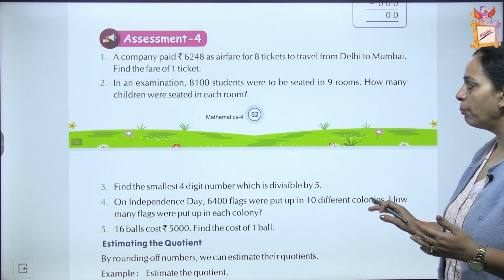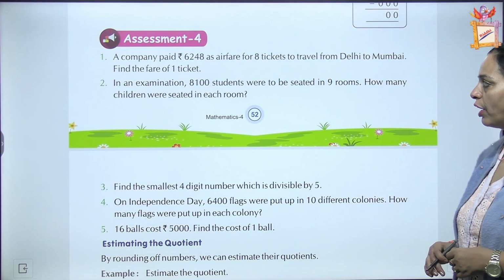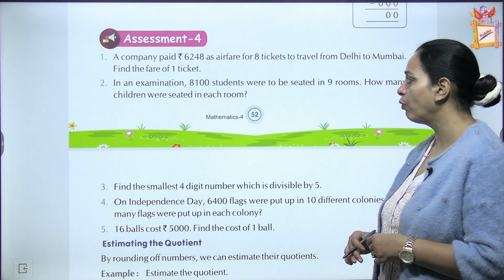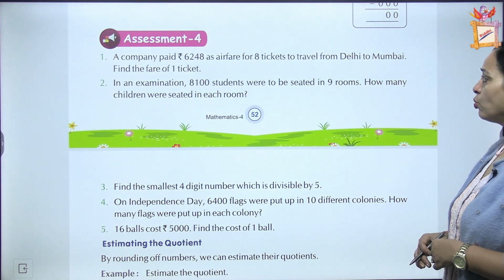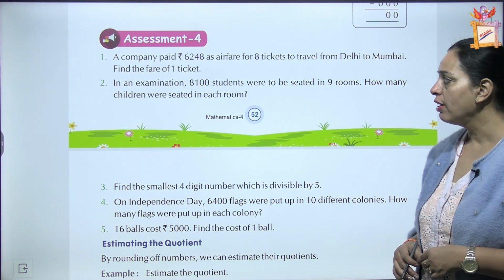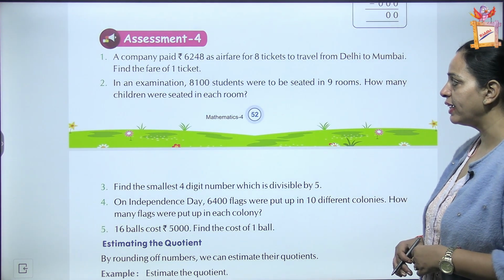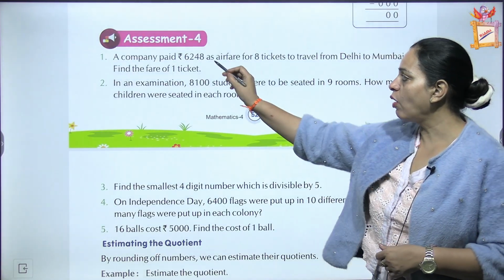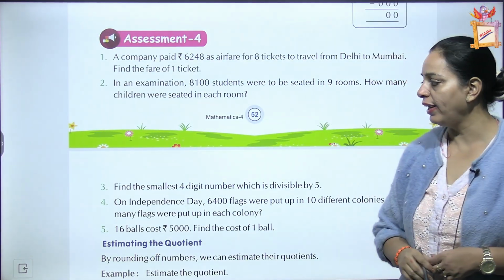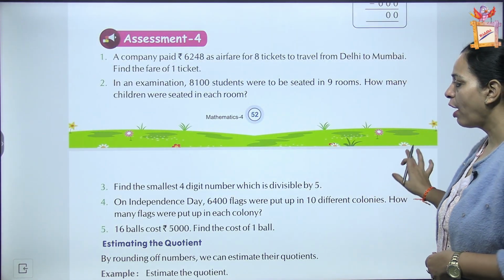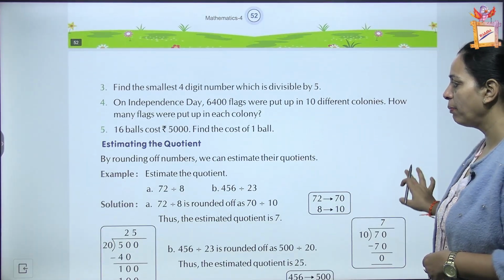The first one, a company paid ₹6,248 as airfare for 8 tickets to travel from Delhi to Mumbai. Find the fare of one ticket. It means divide 6,248 by 8. Okay. Now similarly you can try remaining parts.